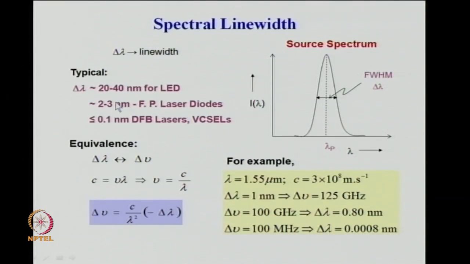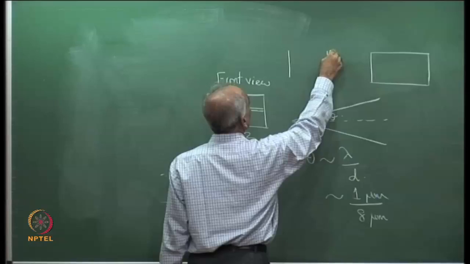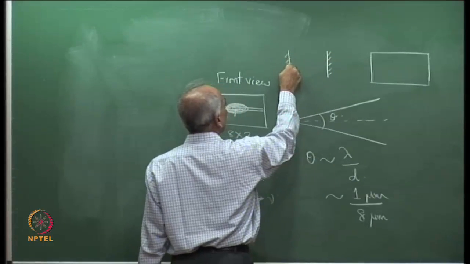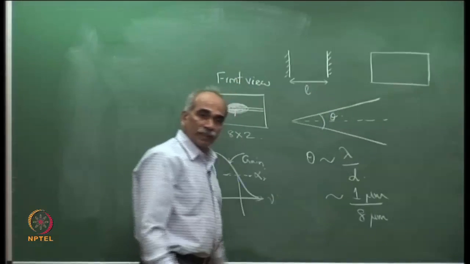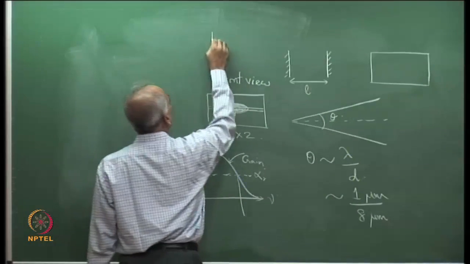Delta lambda is tens of nanometer for LED, but for typical Fabry-Perot laser diodes, first time we are using Fabry-Perot laser. What is a Fabry-Perot laser? Fabry-Perot laser is the normal laser diode that we use. Many of you may know that a cavity formed by two high reflecting mirrors is called a Fabry-Perot cavity.